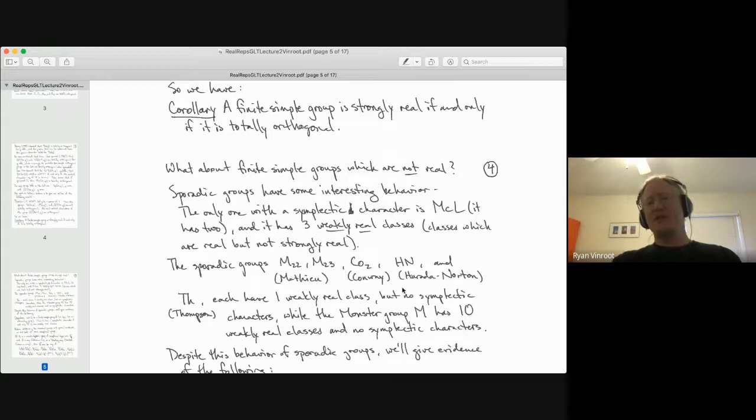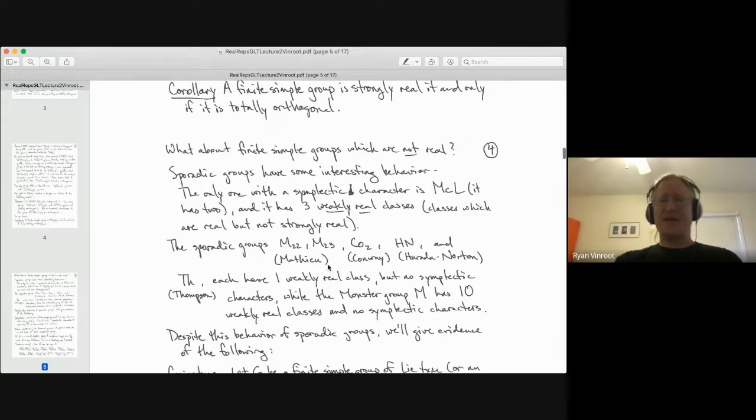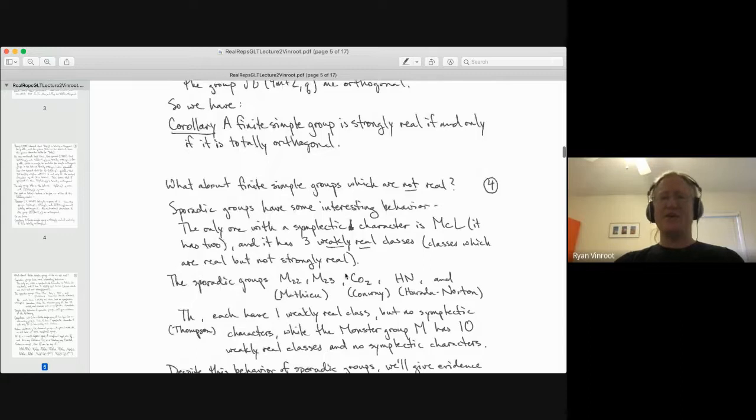This is kind of weird behavior. One might hope that you have all strongly real classes if and only if there's some orthogonal character, but weird things happen. These are cases where there are no symplectic characters, but there are weakly real classes. There's a weakly real class, and then for the monster group, there are even 10 weakly real classes and no symplectic characters.